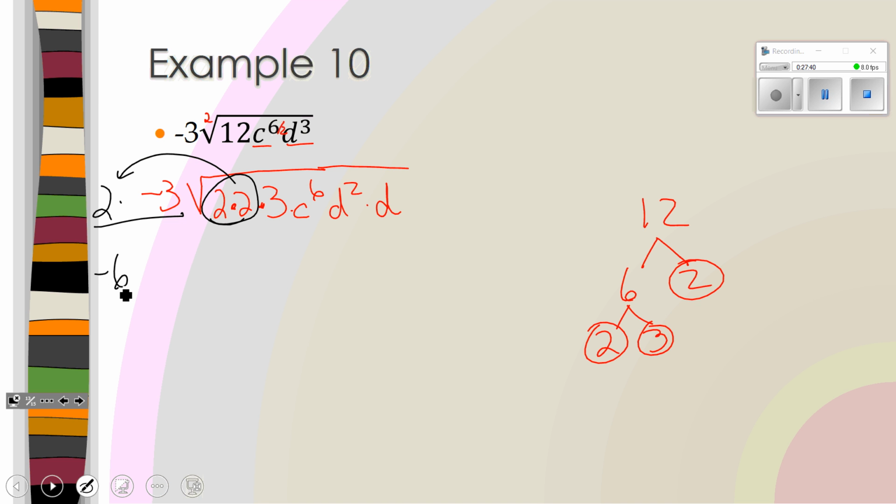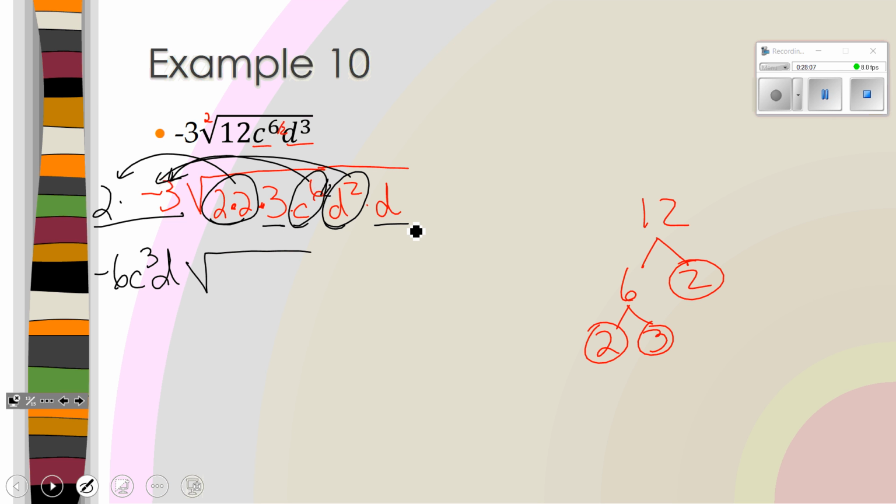What else is perfect? C to the 6th comes out as a C to the third because I'm dividing by 2. D squared comes out as a D because 2 divided by 2 is 1. What's left on the inside? A 3 and a D.